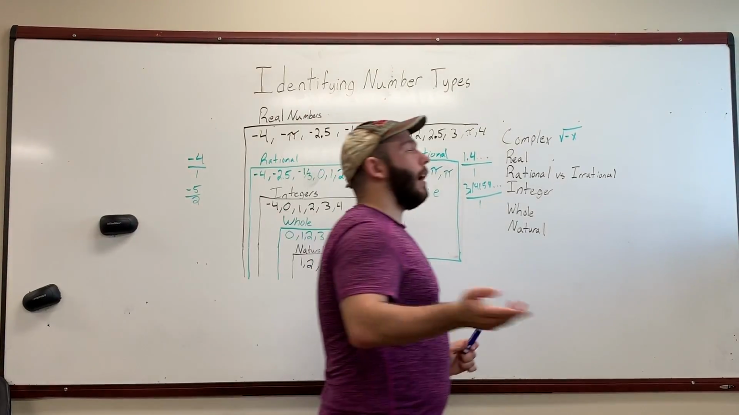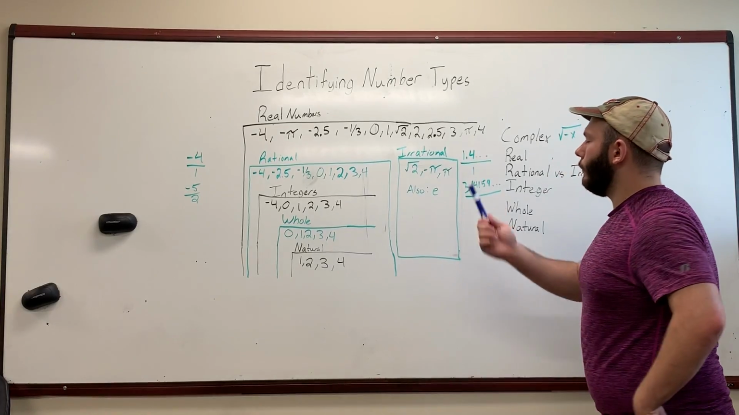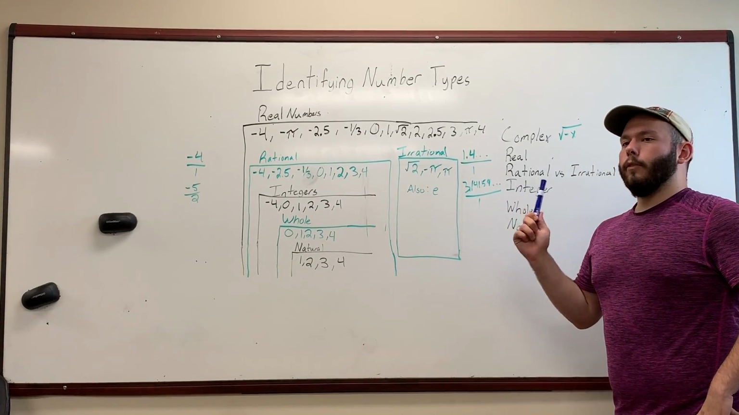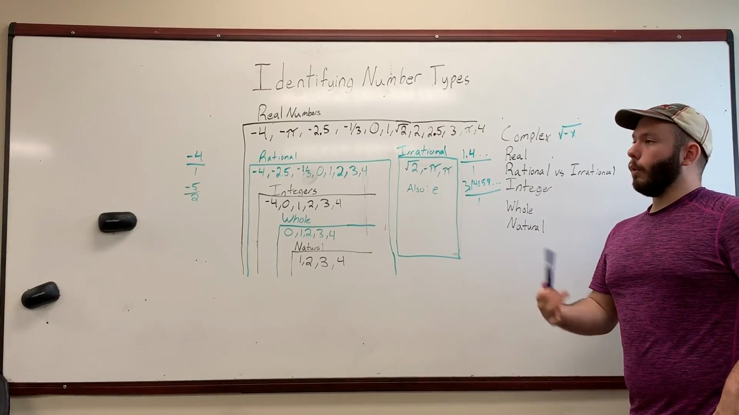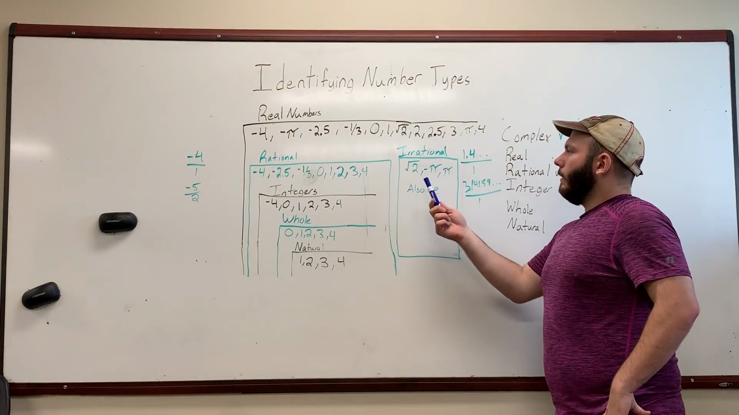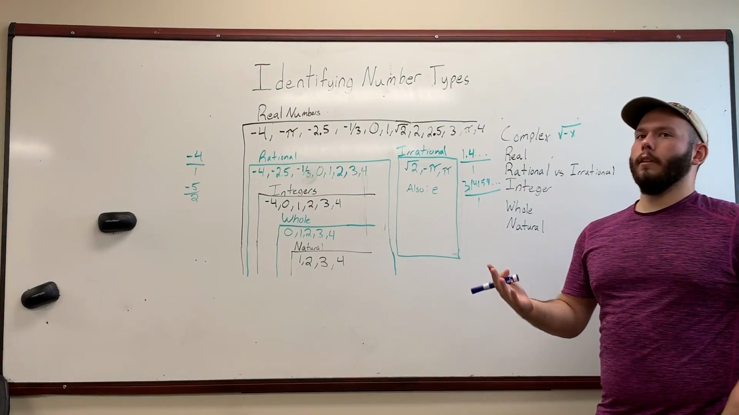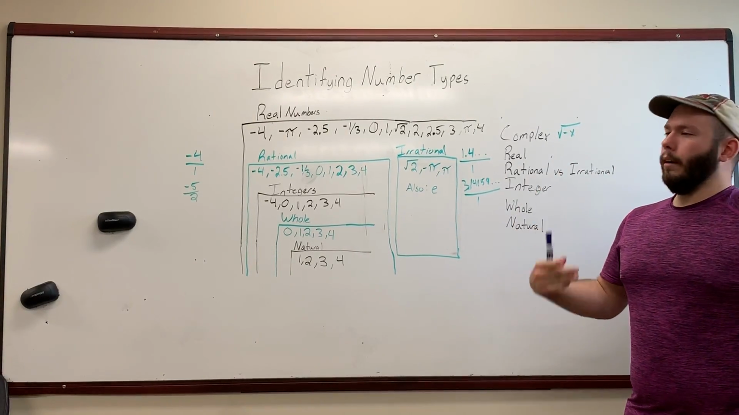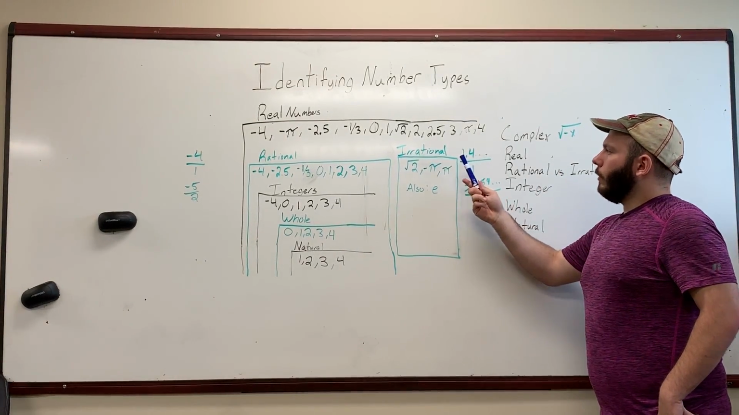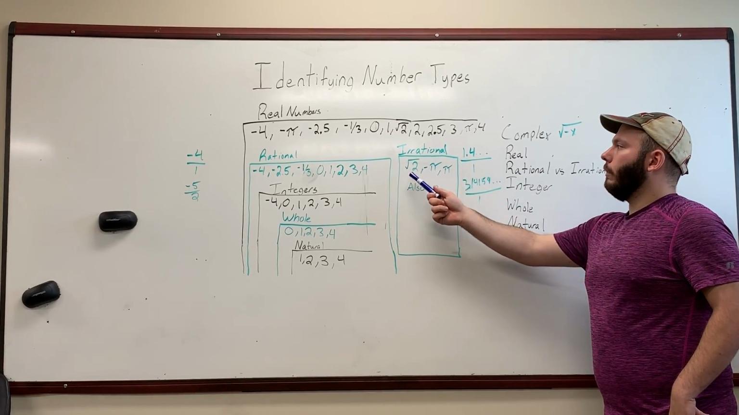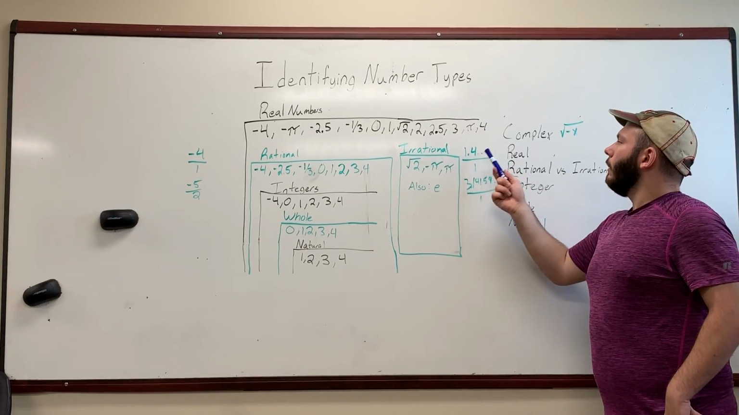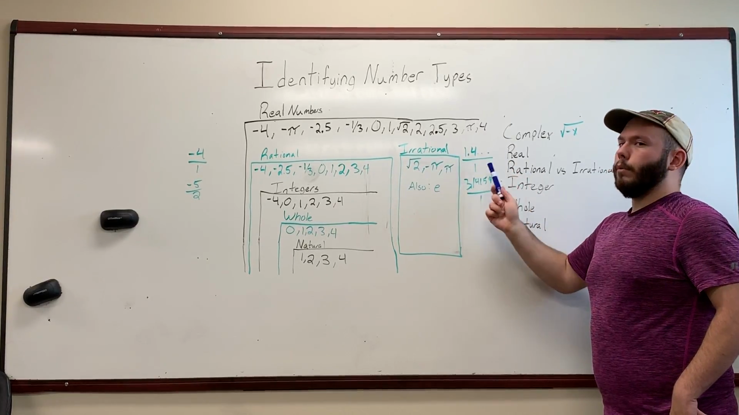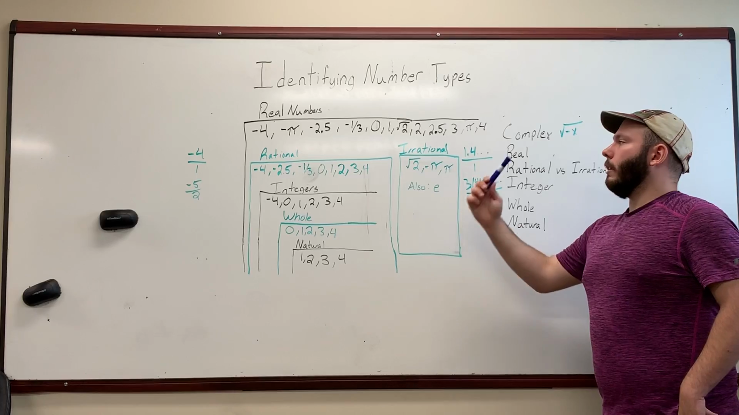Juxtaposed to rational numbers are irrational numbers. These are numbers that when you make a fraction from them, you can't use a whole number. For example, the square root of 2 is approximately 1.4 and on from there. So there's no way that we can reduce the square root of 2 to a fraction without it being a decimal on either the top or the bottom. So it would be an irrational number.